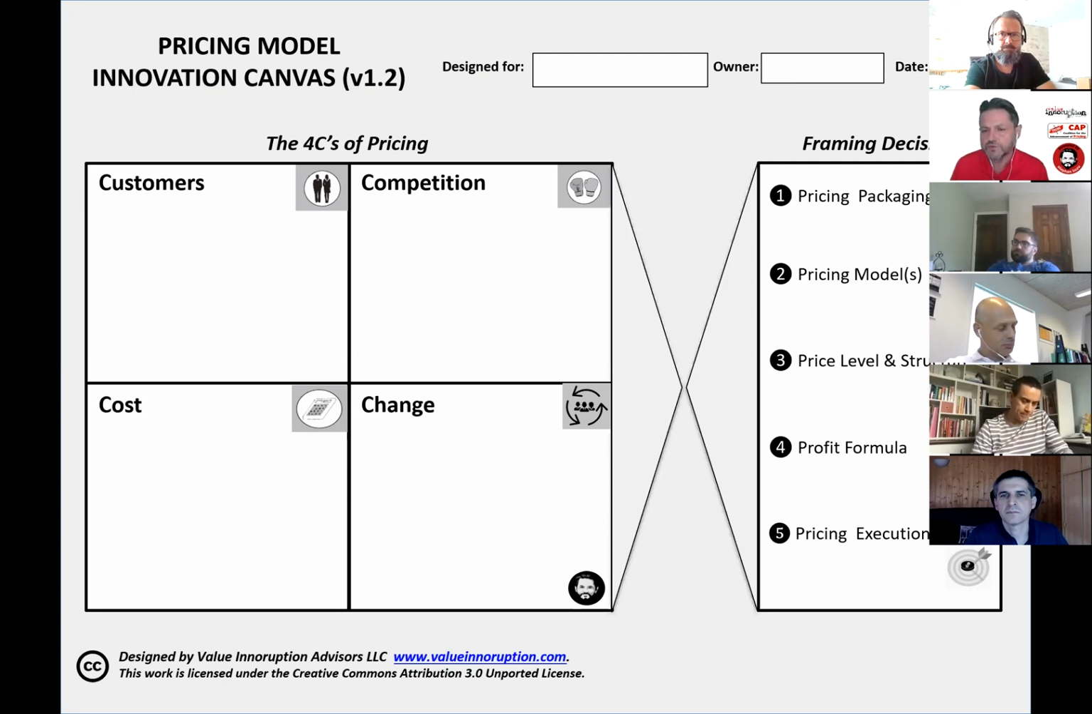When you get into subscription, usage-based, what's the packaging, what's the modeling, what's the pricing level and structure, what is a profit formula, which means how are you going to make money in the P&L, and then how do you scale? How do you execute your pricing?